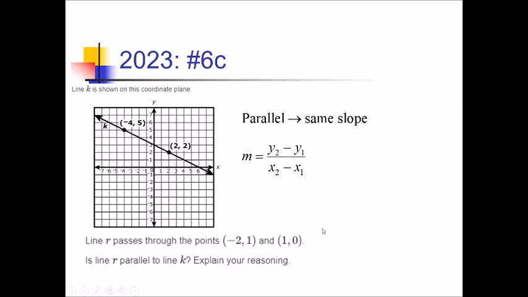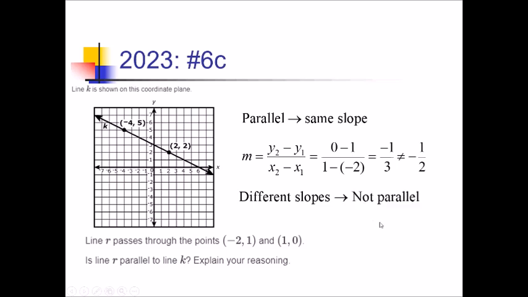So for our y values, we're doing 0 minus 1 in the numerator. And in the denominator, we've got 1 minus negative 2, or 1 plus 2, as it were. So this comes out to negative 1 over positive 3. Now, comparing that to the slope of this original line, that slope was, remember, negative 1/2. That's not the same as negative 1 over 3. Since we have different slopes, we know for sure, without even having to eyeball this, that the lines are not parallel.